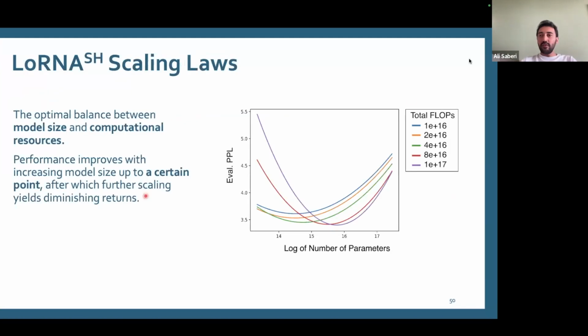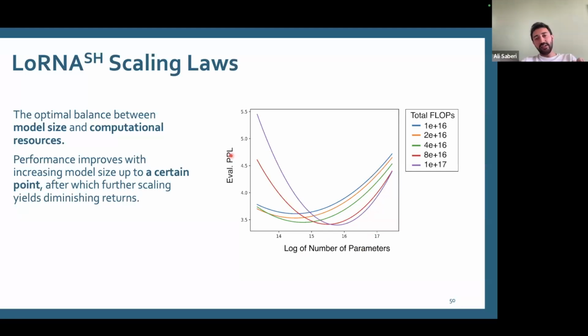We performed this extensive analysis to see the scaling laws of our model, and also to find the hyperparameters that actually work for our task here. We're trying to find the optimal balance between the model size and the computational resources. Model size is somehow talking about the model capacity. The bigger the model, the more complex patterns the model can handle. And here we're talking about the log of the number of parameters.